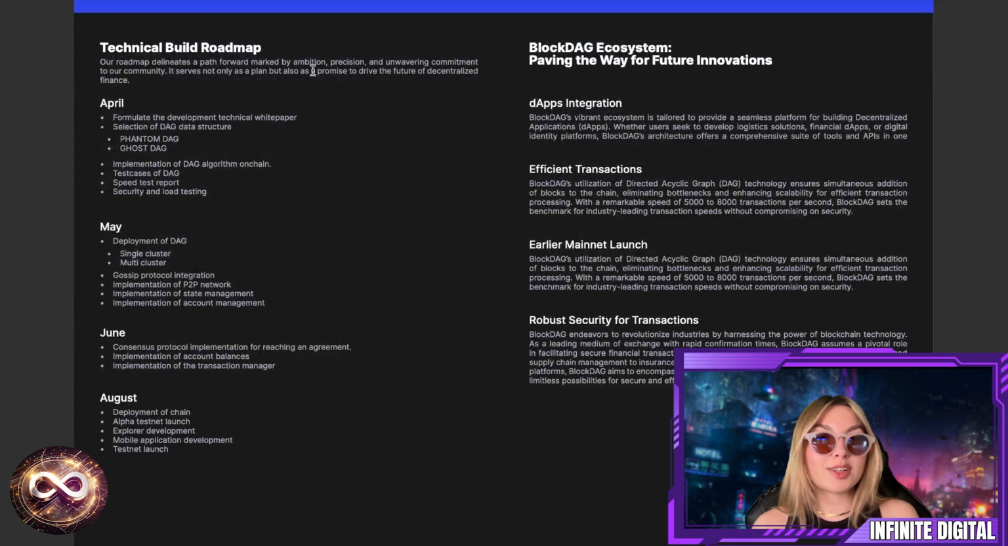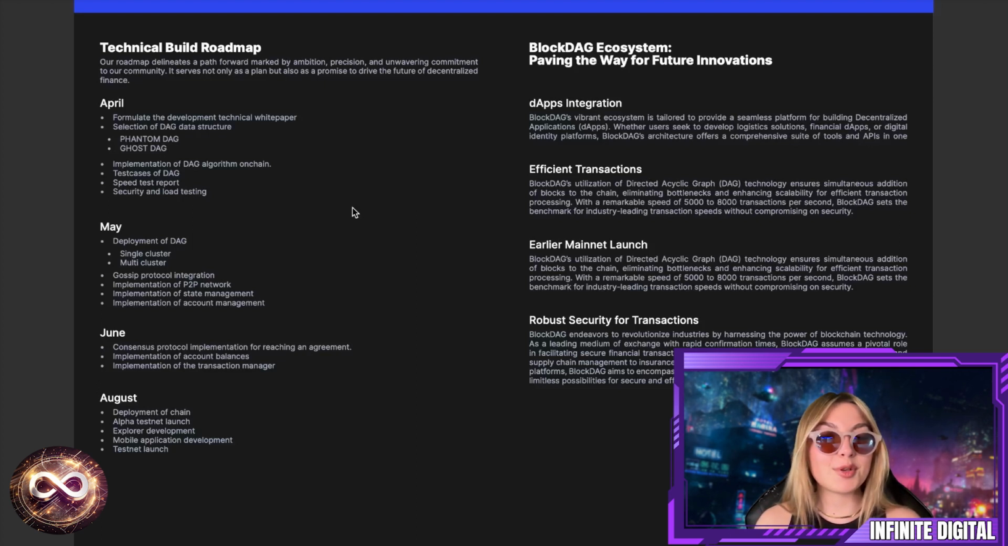Then we've got the technical build roadmap, the April, May, June, and August, everything that's going to be happening. So these guys do have a lot of plans. They've got the formulation of the development technical white paper, once again, selection of DAG data structure, phantom DAG, ghost DAG, implementation of DAG algorithm on-chain. Then in May, single cluster, multi-cluster, and so on.